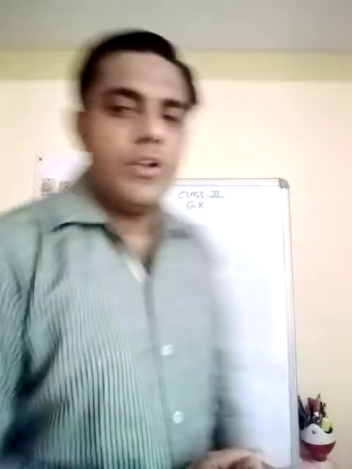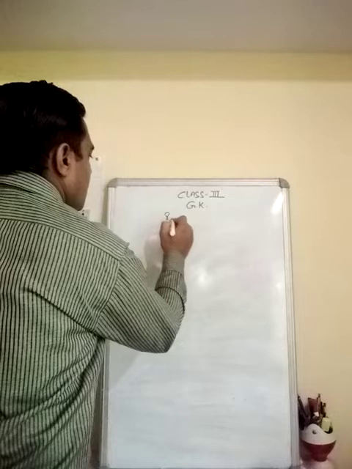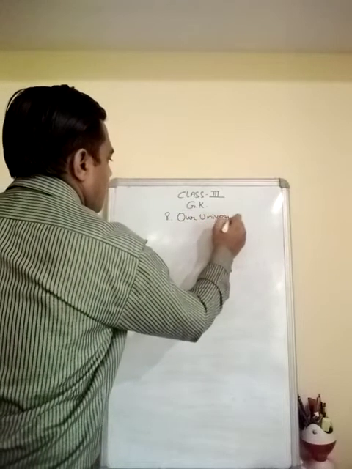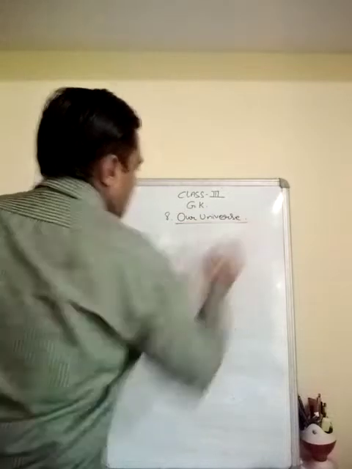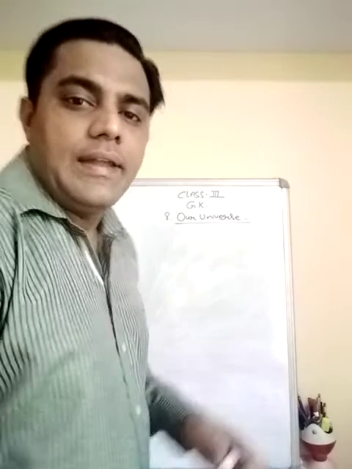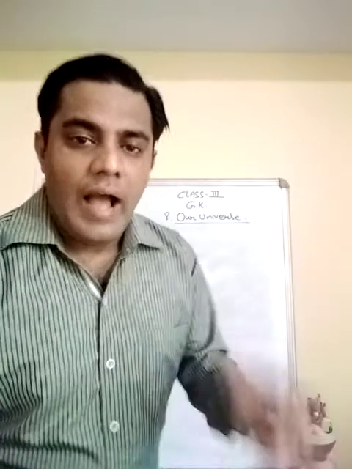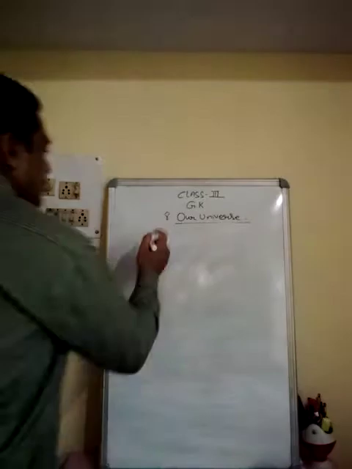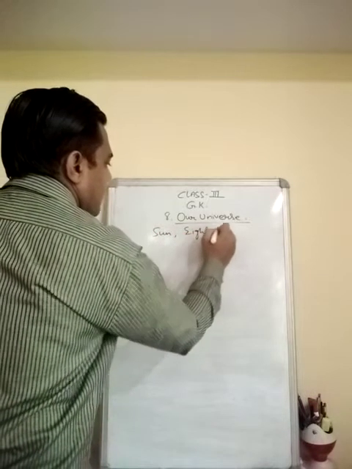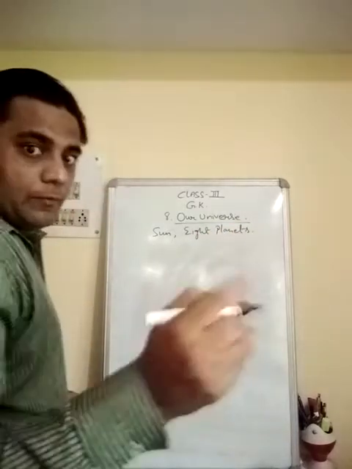Dear children, today we are going to do the 8th lesson from your GK book, Our Universe. Now, dear children, thanks to science, we already know that we are not the only planet in our solar system, right? Our solar system consists of Sun and 8 planets. Which are those planets?